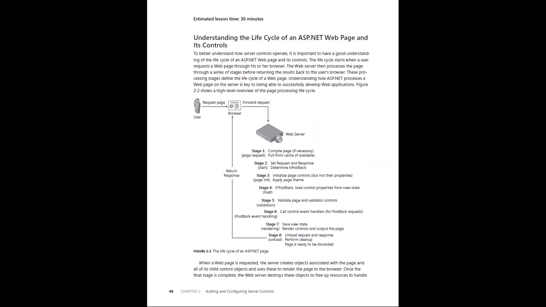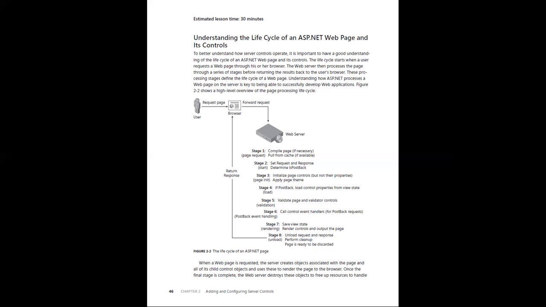The second step is to set the request and response determined, so you start one request. The third is initialize page control, meaning something constructive, for example themes, needs to be initialized. The fourth step is that controllers are loaded, for example, and then the postback begins to work. The fifth step is validation, because the postback event has occurred.